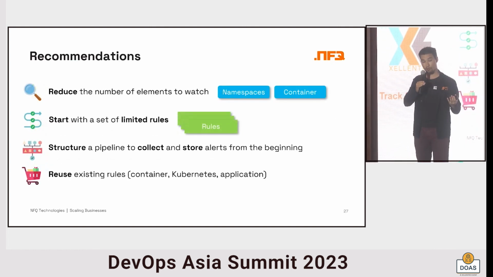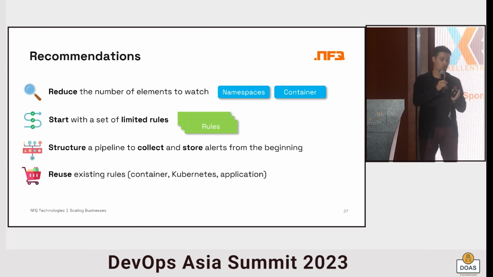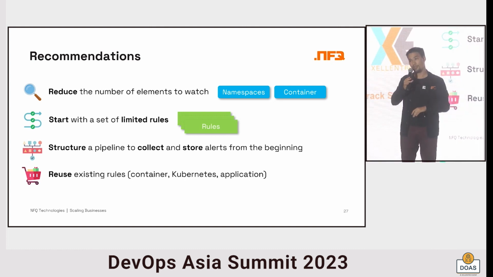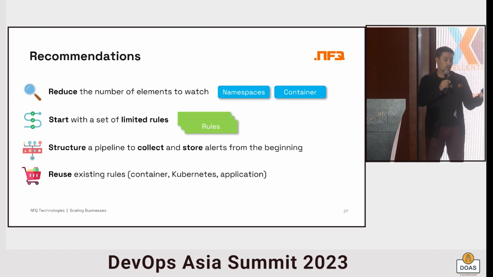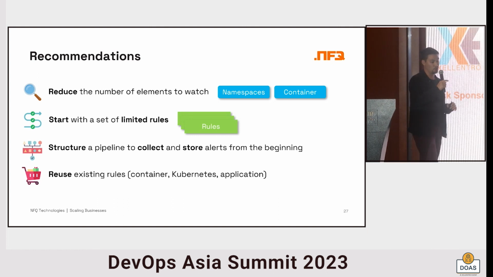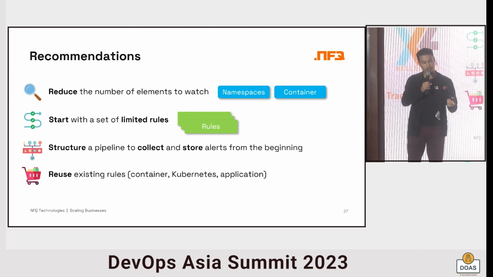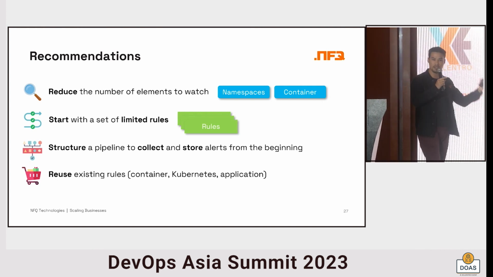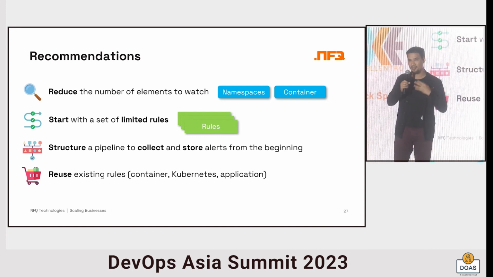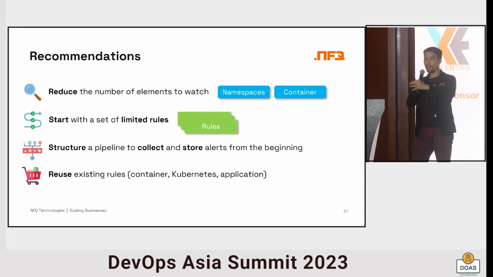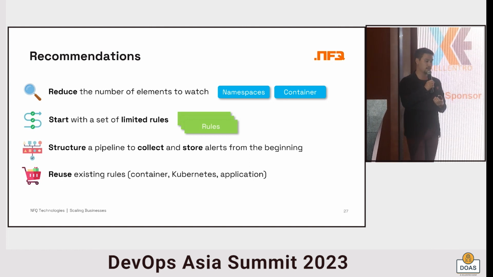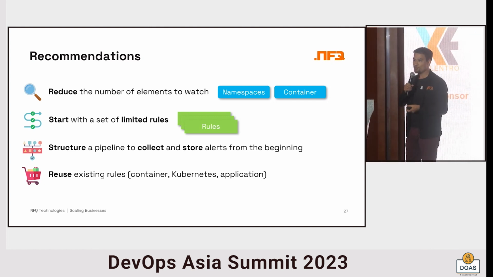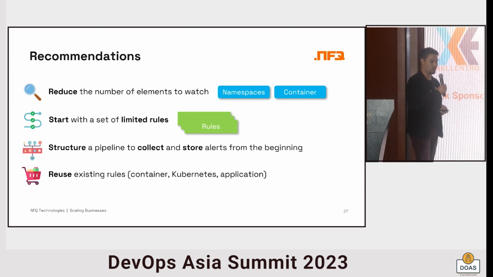A couple of recommendations that are quite obvious. At the beginning, you will probably need to restrict the number of elements you want to watch, maybe specific namespaces, maybe specific containers. You might also be tempted to drop some rules to start with something that you can master, which makes sense as well. I would highly recommend structuring a pipeline to collect and store alerts from the beginning. So basically, having Elasticsearch and Kibana from the beginning is highly advised to understand what's going on and to already generate value from these alerts. Finally, you absolutely need to reuse the existing rules, because otherwise you will have issues from the beginning. These are the core recommendations.